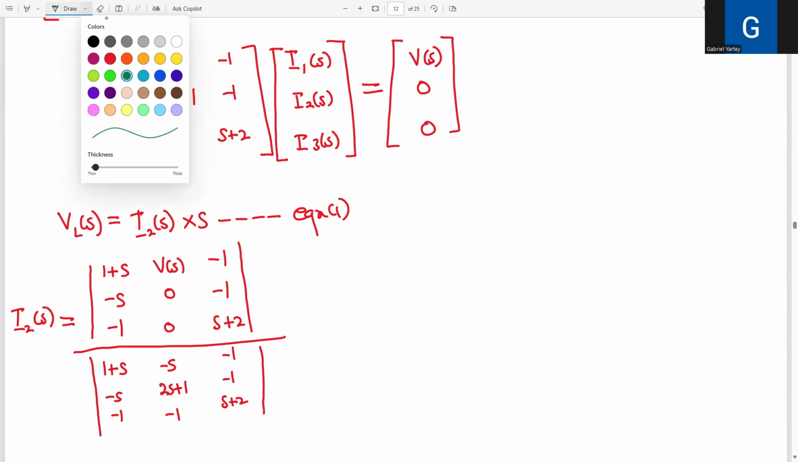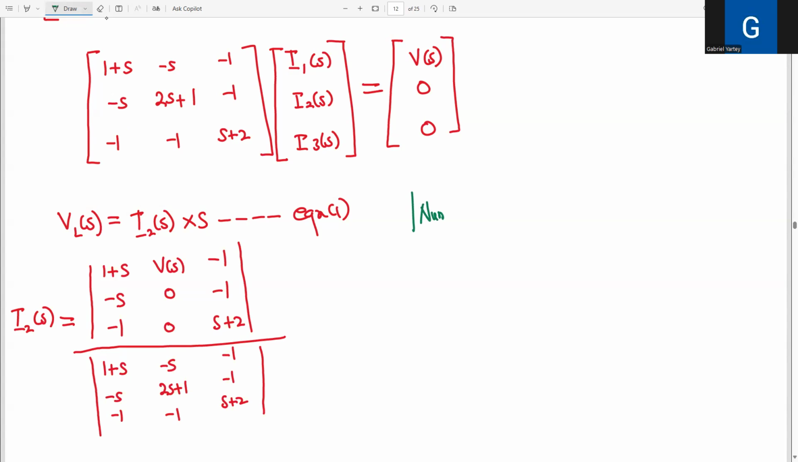Okay, so to find the determinant of the numerator, now you can use the plus, minus, plus thing. Yes, fine. It actually goes fine with you. So what that says is I have to take plus 1 plus S. I take this side right here. Then I find the determinant of 0, minus 1, 0, S plus 2.